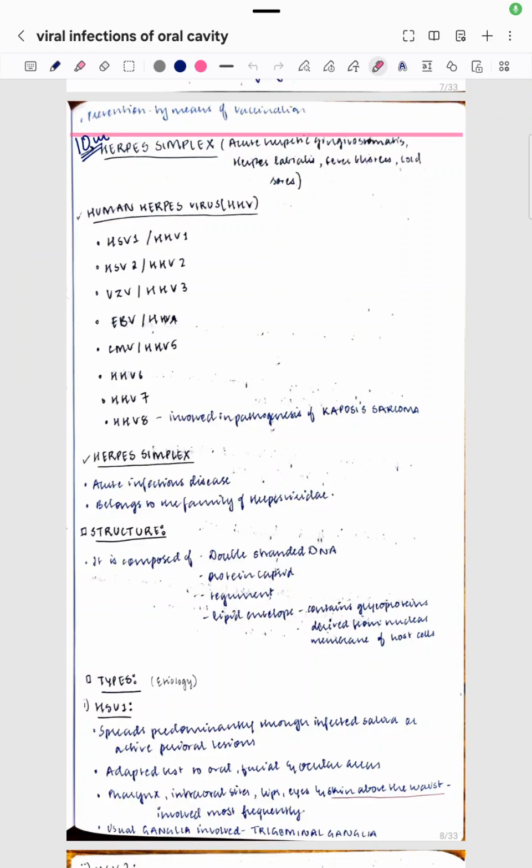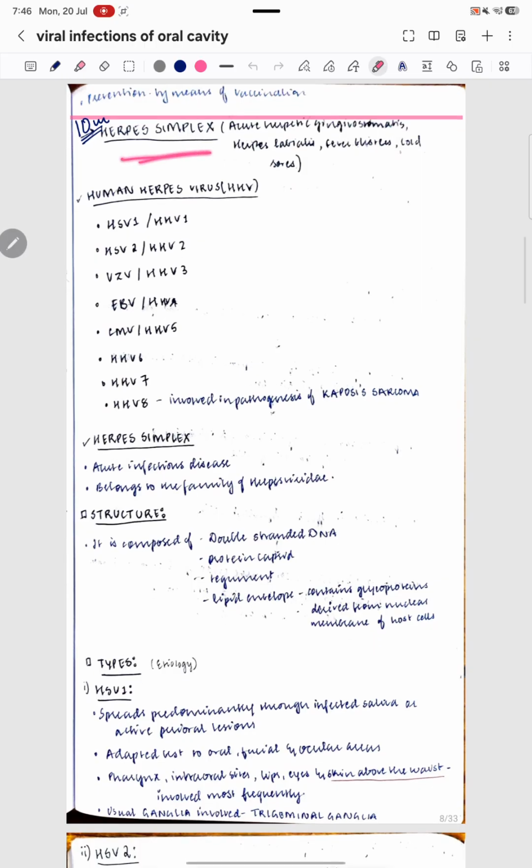Everyone, today we are going to do a very important 10 marker, that is going to be the herpes simplex virus, which has been asked multiple times as a 10 marker. So let's start with herpes simplex.